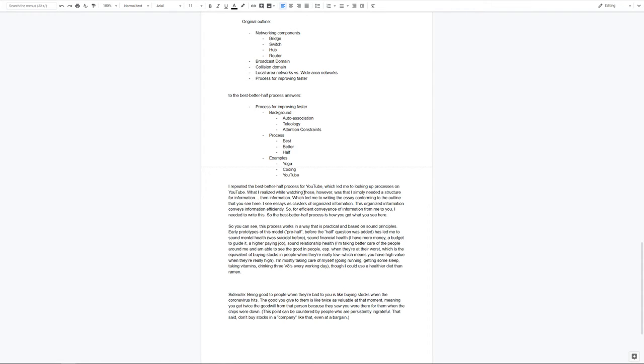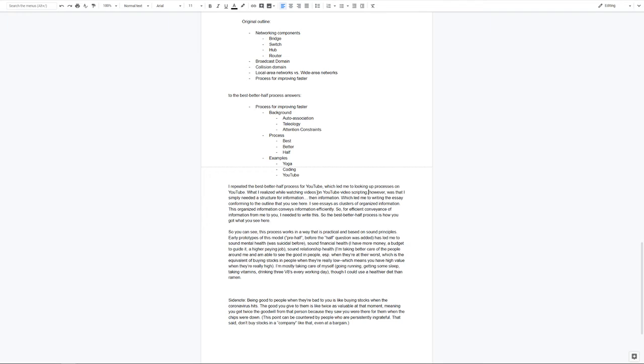What I realized while watching videos on video scripting, however, was that I simply needed a structure for information so that I could convey it more efficiently. This led me to writing the essay conforming to the outline that you see here. I see essays as clusters of organized information. This organized information conveys information efficiently. So for efficient conveyance of information from me to you, I needed to write this.